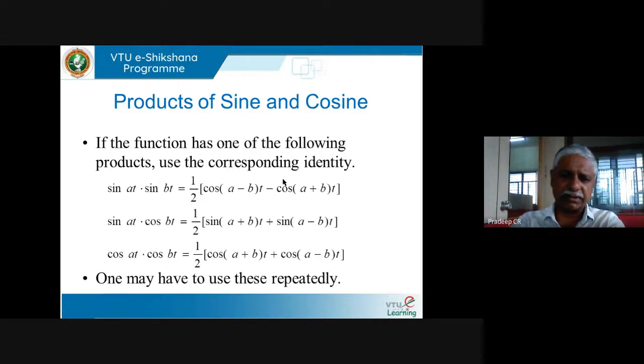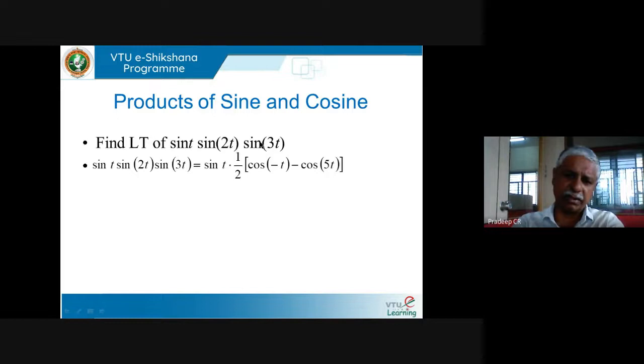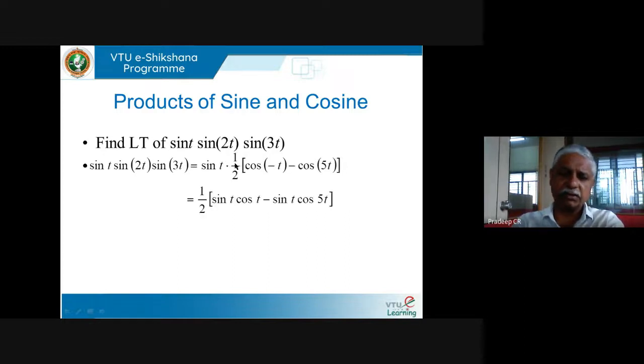That's the function. You see, sin at into sin bt is half cos of a minus bt minus cos of a plus bt. So cos of 2t minus 3t minus cos of 2t plus 3t. I have written here half. Sin t I have written as it is. So let's try to evaluate this. This means half of sin t, I'll expand this. Cos of minus t is the same as cos t, so it doesn't matter. So sin t into cos t, half, I'll take it out. Sin t into cos t minus sin t into cos 5t. Now I have two different terms.